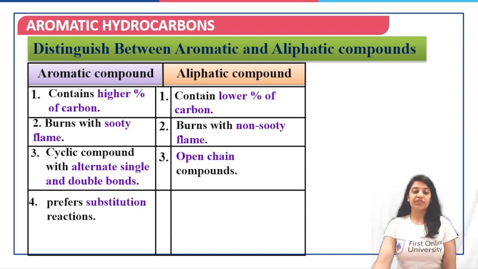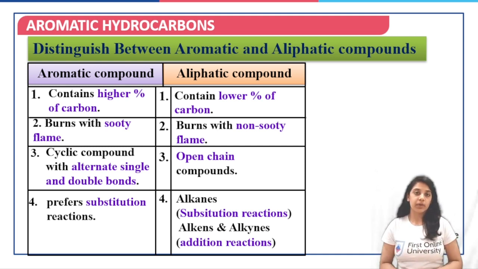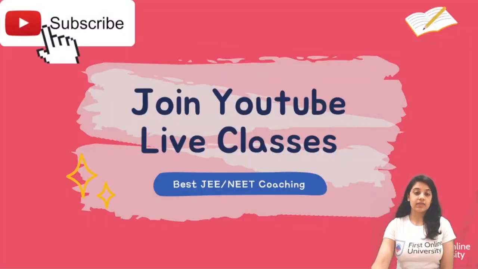Aromatic compounds prefer substitution reactions, where one or more of the substituents get replaced by some other substituent, whereas aliphatic compounds like alkanes undergo substitution reactions, and alkenes and alkynes, because of the presence of multiple bonds, try to undergo addition reactions, where two atoms are added to each of the carbon atoms containing a multiple bond between them, and that is what we call an addition reaction. We have talked about it in detail when we were talking about alkenes and alkynes. Now, this is all about the basic introduction and structure of some aromatic compounds.